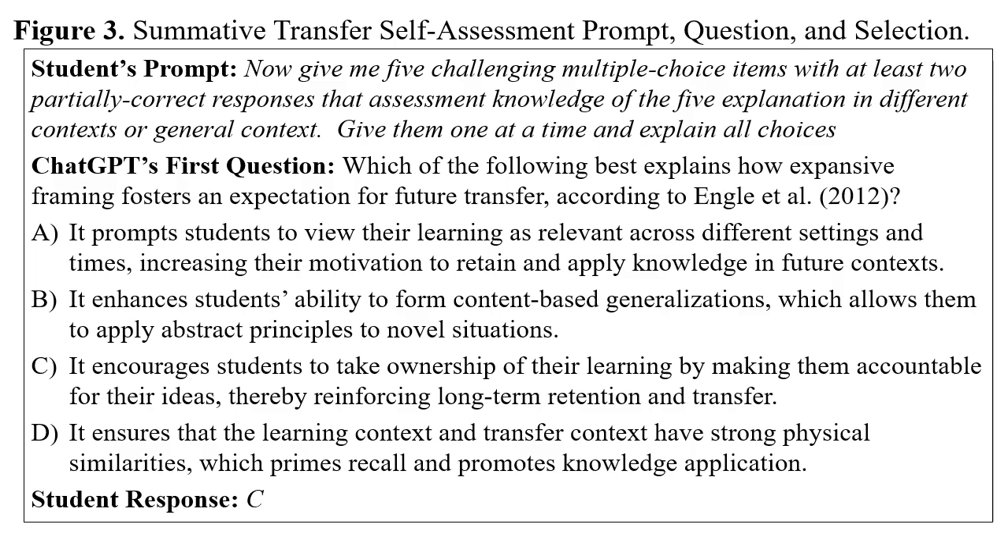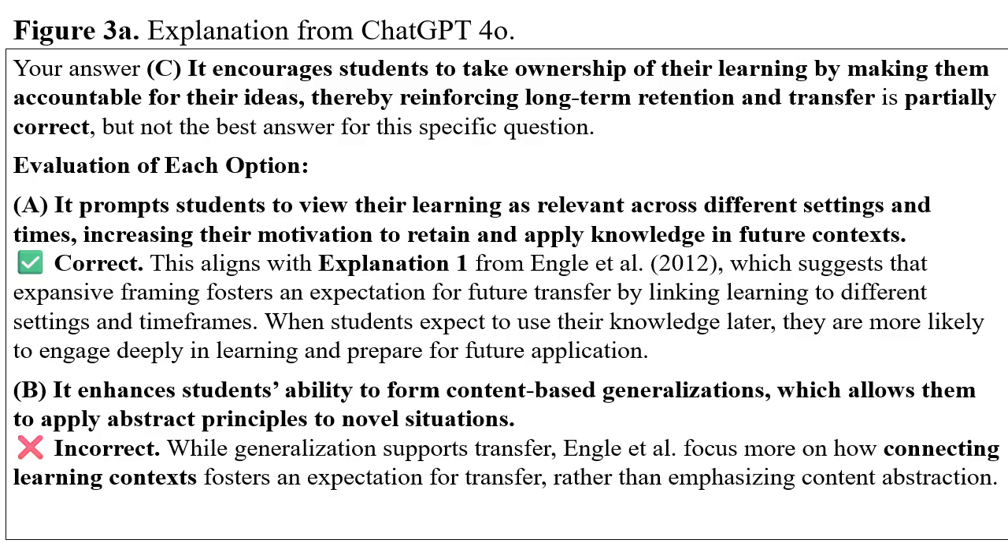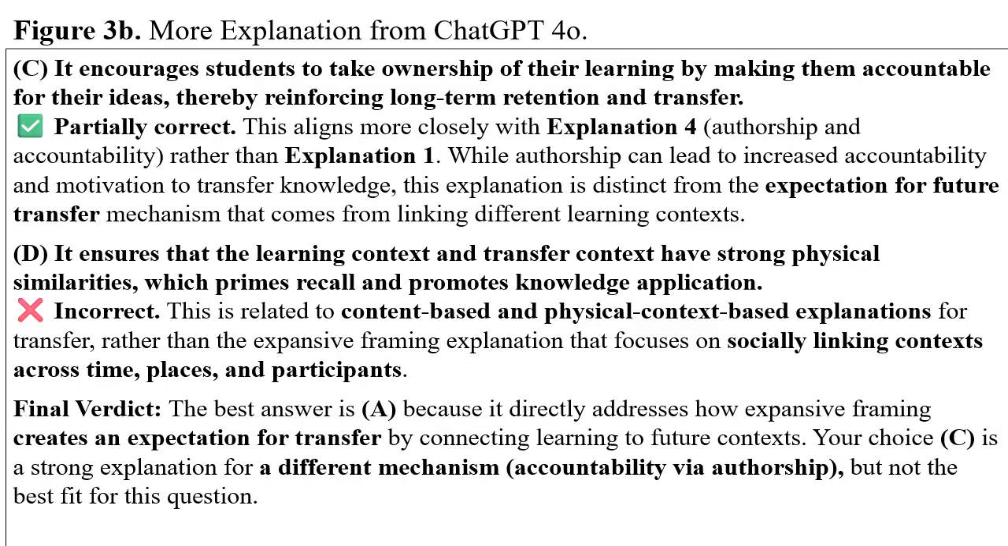Then, one last thing. Now give me 5 challenging multiple choice items with partially correct responses. So assess for transfer in general. So let's make sure that the student understands this in a way that is almost certain to generalize, to transfer to other settings. And ChatGPT, this is a really tough question. And in this case, the student chose C. And not only does ChatGPT go through and explain why the correct answer is correct, but it goes in and you saw it picked C, partially correct.